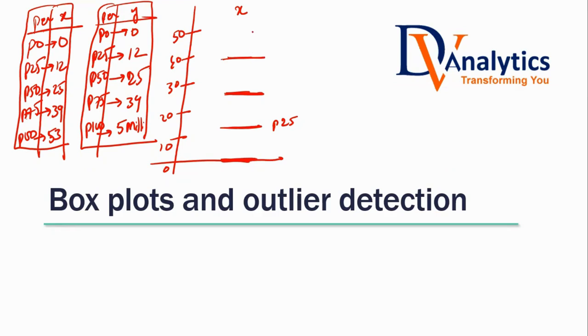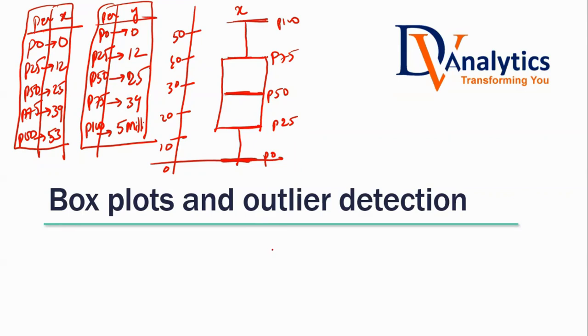Near 40. 30 to 40. What is the 100 percentile value? 50, 53, just about that. This is P50, P75, P25, P100. What we need to do is join 25 and 75. Okay, and then this one. Right, this is the box plot for X. This is P0.